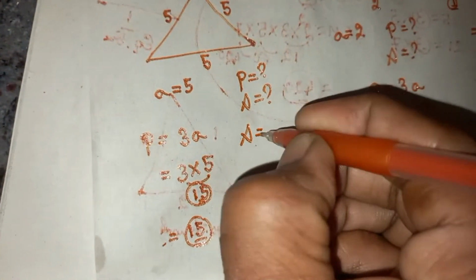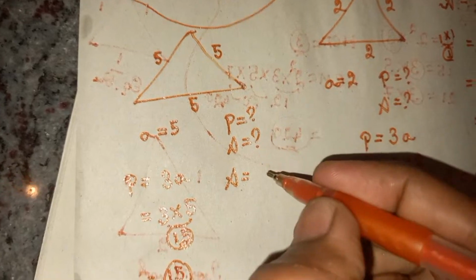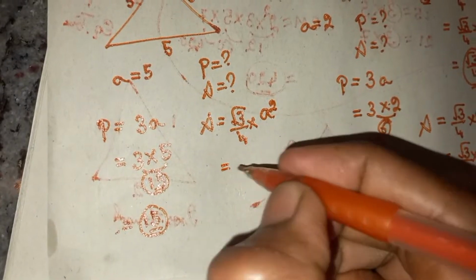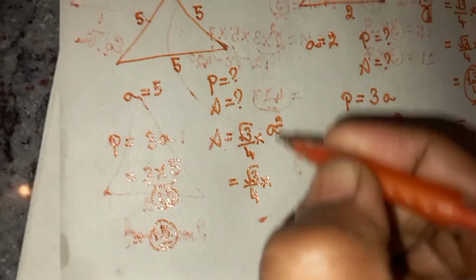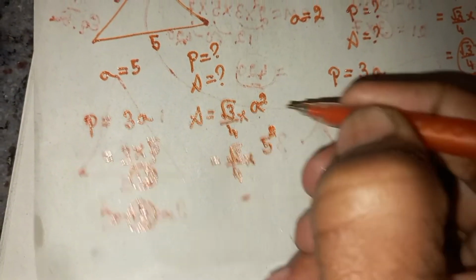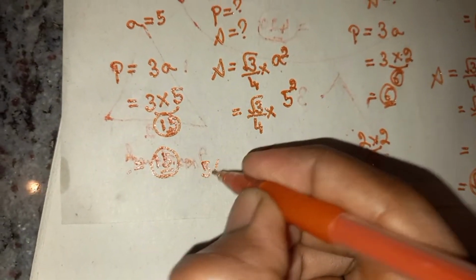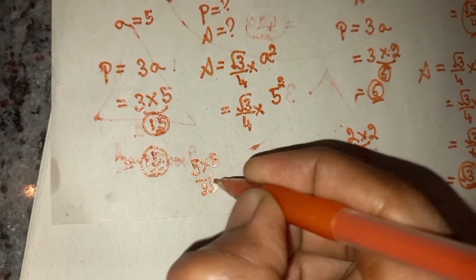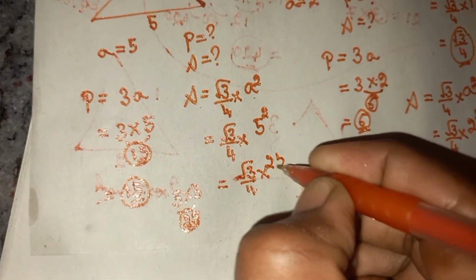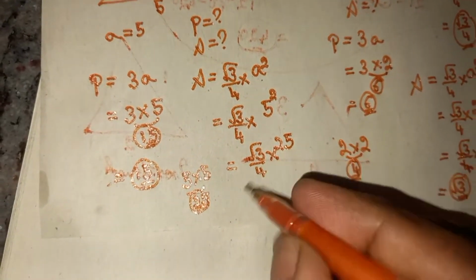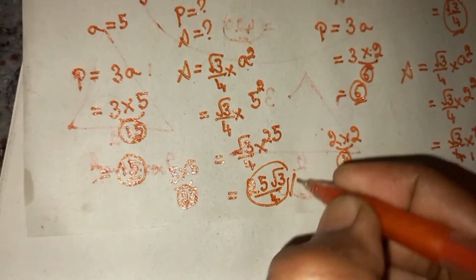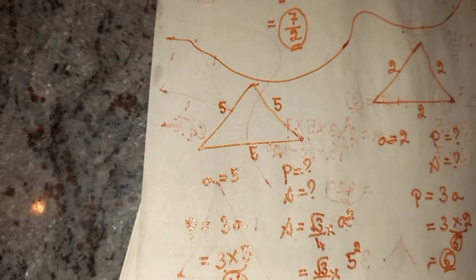Now let's find the area. The area of this triangle is root 3 by 4 times a square. This is nothing but root 3 by 4 times 5 units, the side length, squared. 5 square becomes 5 times 5, which is 25. So this is nothing but root 3 by 4 times 25. Now you cannot divide 4 and 25, so multiply them. 25 root 3 by 4 square units. That is the area of this equilateral triangle.